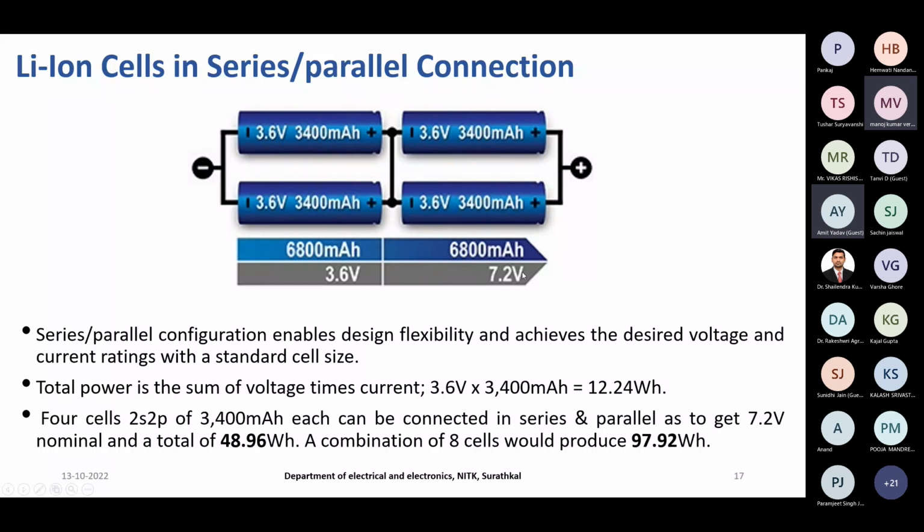If we need 7.2 volt, we have to connect 2 in series, and both are connected in parallel. So it is a 2S2P configuration: 4 cells connected as 2 in series and 2 in parallel, each at 3400 milliampere hour. Connecting these in series and parallel, I will get a voltage of 7.2 volt and 48.96 watt hour. The combination of 8 cells can produce about 97.92 watt hour. So if I want an increased watt hour, I have to connect the number of series and parallel cells accordingly.